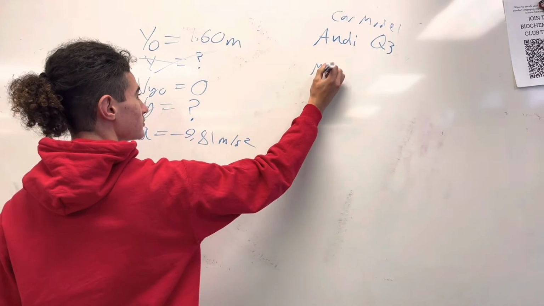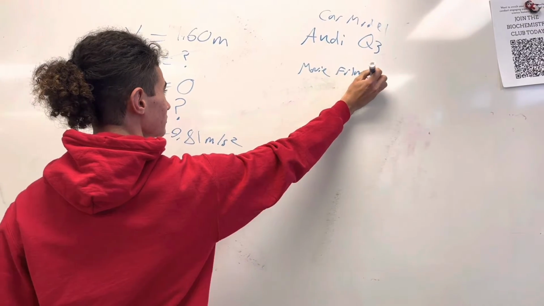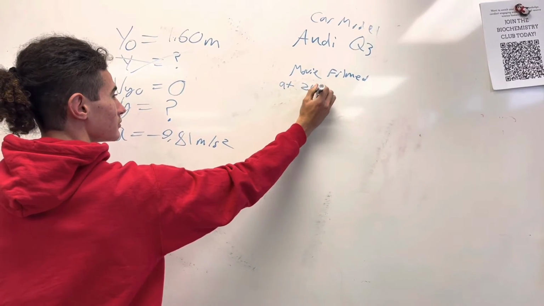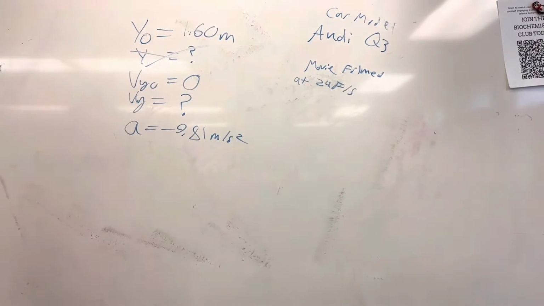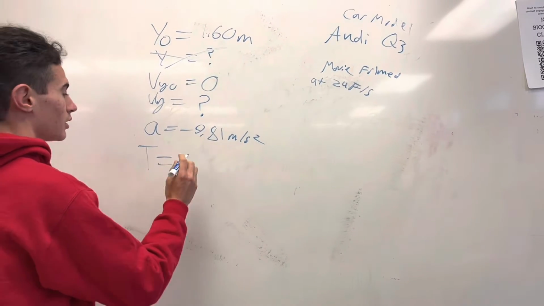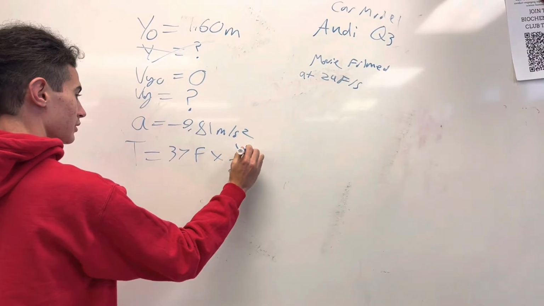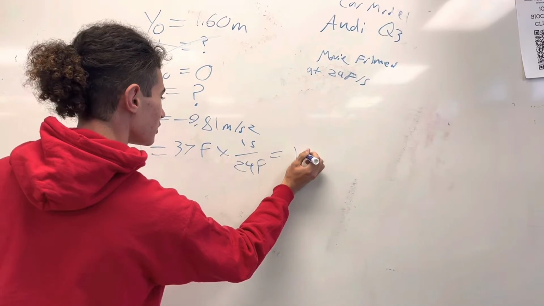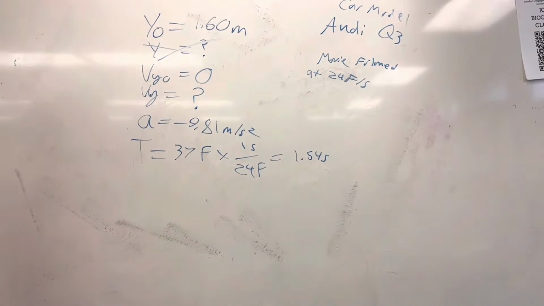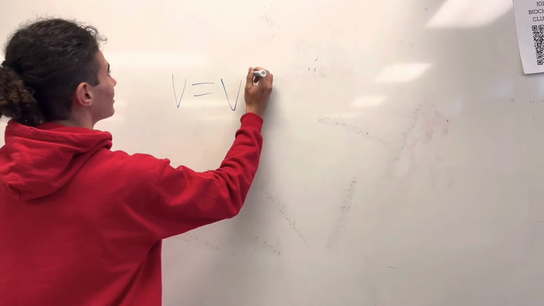Vy we have to find. Acceleration is gravity, as it is a free fall equation. The film is filmed at 24 frames per second, and we measured that the falling scene is 37 frames. So multiplying that out, we get 1.54 seconds. Alright, that's our known values. Now we can calculate the final velocity.